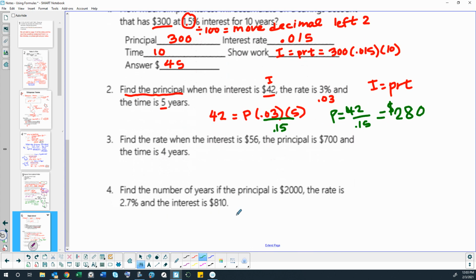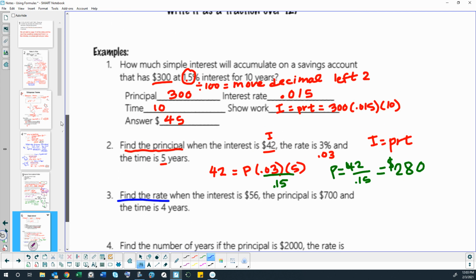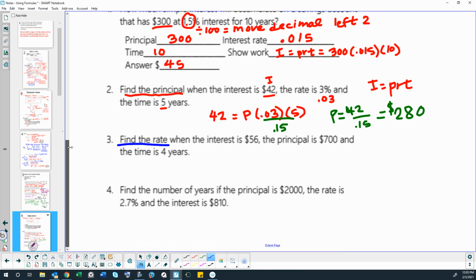Okay, we're going to do a few other problems where we get to work backwards and find other things. So this next question, we're actually going to be finding the rate. So our first question, we found the interest, right? The second question, we found the principal. Now we're going to be finding the rate, and then the very last one is find the number of years. So that would be finding T. So this one was finding P, this one is R, this one is T, and the first one was I.